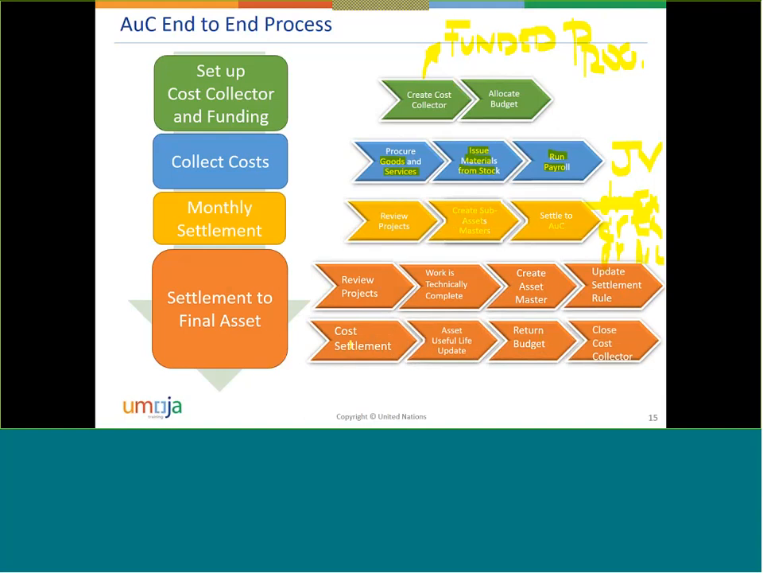So what is this cost settlement doing? This settlement to the final asset. It's crediting the account of the AUC and is debiting the account of the asset master record. Nothing else. So I give you a few seconds to look at the screen and see if you have any question.